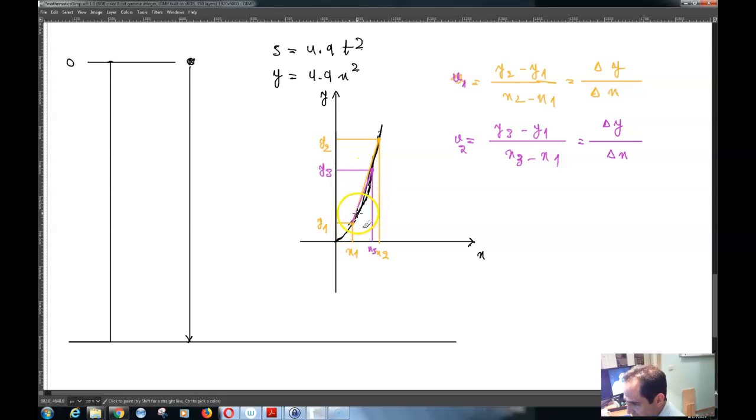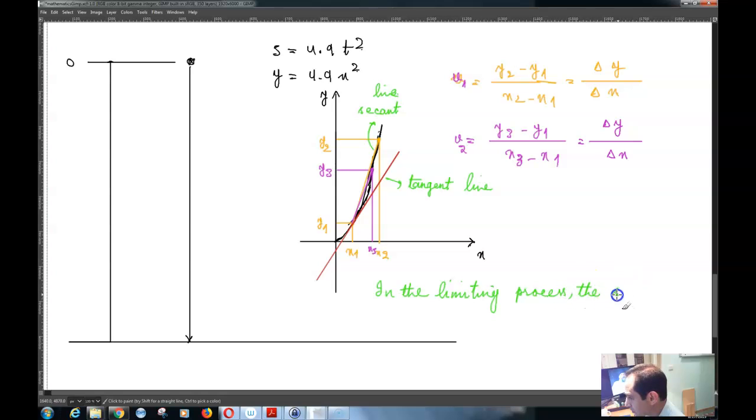And so what happens here is that when this point gets very close to x1, then you will essentially have some line over here that is tangent to the graph of the function. So you usually call these lines the secant line, and this line you call the tangent line. And we say that in the limiting process, the secant line becomes the tangent line.